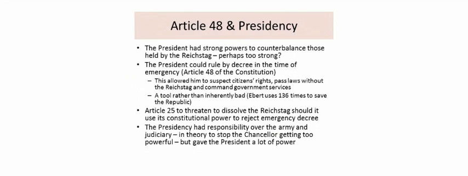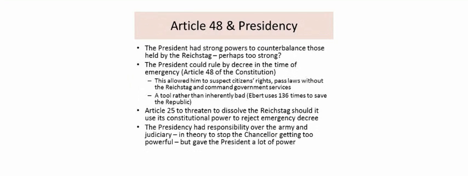Okay. There's also Article 25, which gives the President the power to dissolve the Reichstag. What that means is split up and call for new elections. And this can be used to get rid of people you don't like in the Reichstag, if you think they won't get voted out at the next election, you can use this to dissolve them.